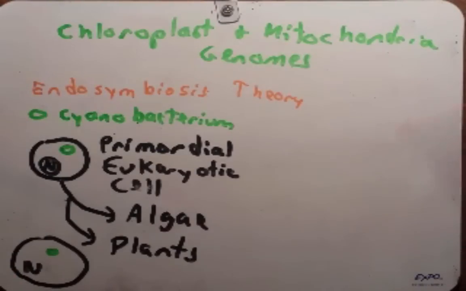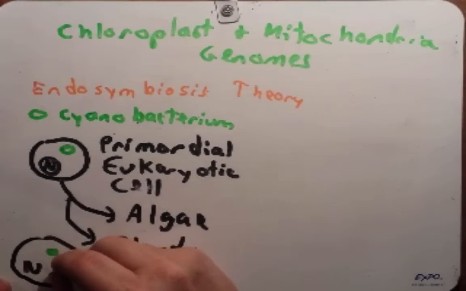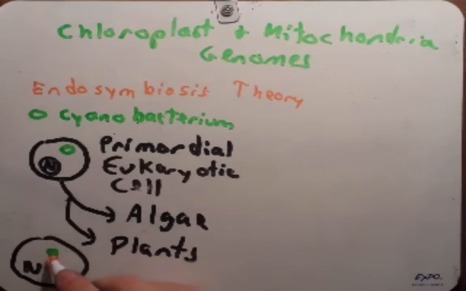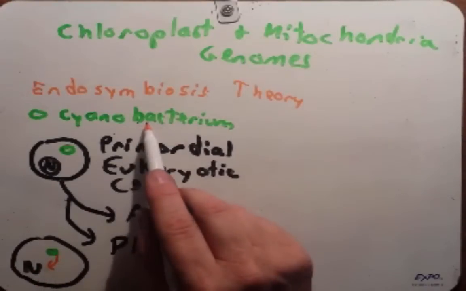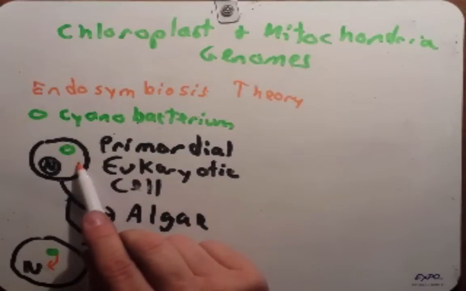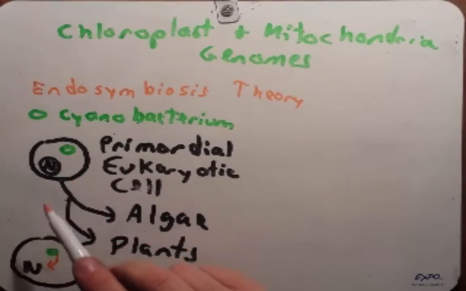Over the course of evolution, some of the genes from the chloroplast genome have moved into the nucleus. Because remember, the cyanobacteria had its own genome, and when it came in here, it still maintained that genome. And over time, some of those genes have been transferred, while it maintained some of its own genome.